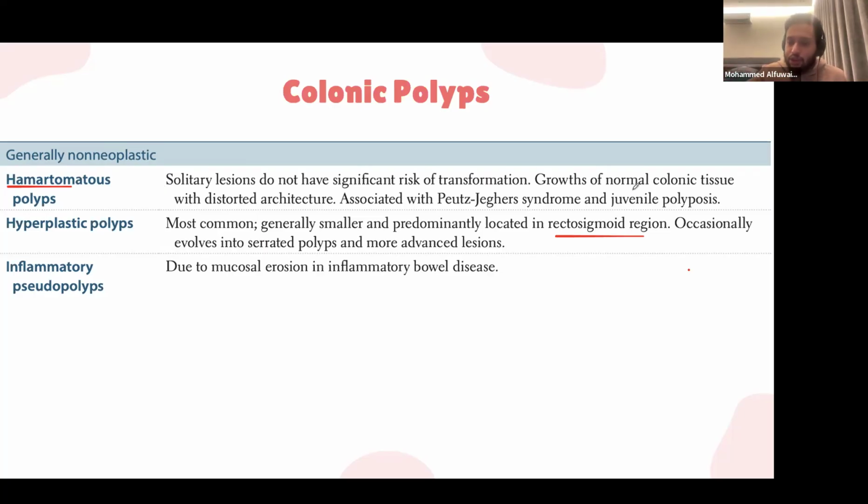It's just normal tissue with distorted architecture in a normal area, okay? So it's usually in the bowel. In this case here, in the intestine, it's going to be a mixture of smooth muscle with glands, okay? That's not really organized, okay? That's the hamartomatous polyps. There's two important syndromes associated with it. Number one, Peutz-Jeghers syndrome. Number two is juvenile polyposis syndrome, okay?